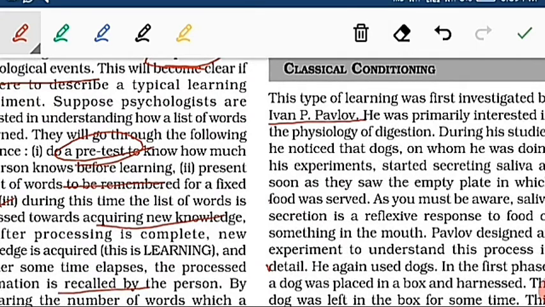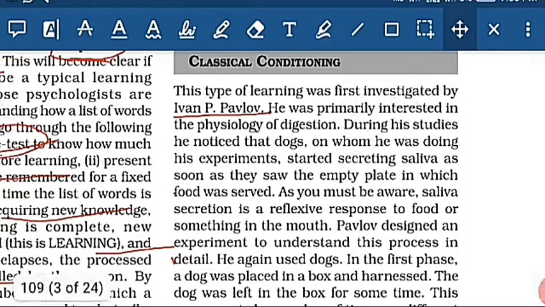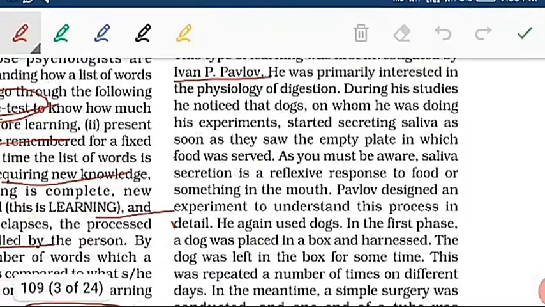Pavlov. Earlier he was a physician and he was interested in the digestion system. So during his studies he noticed the dogs, and he performed his experiment on the dogs. It should be remembered that there are so many psychologists who have done different types of experiments in psychology. So it is on your part to remember which psychologist has taken which type of animal. So Pavlov has taken dogs.